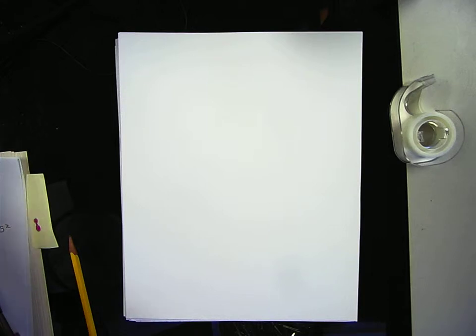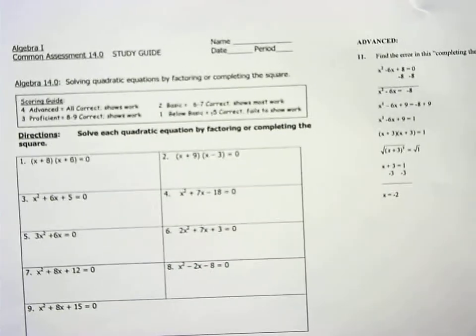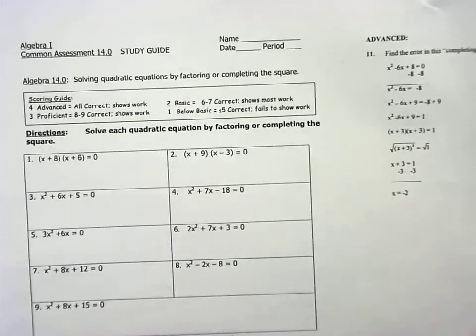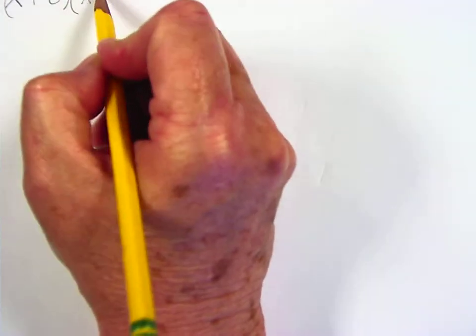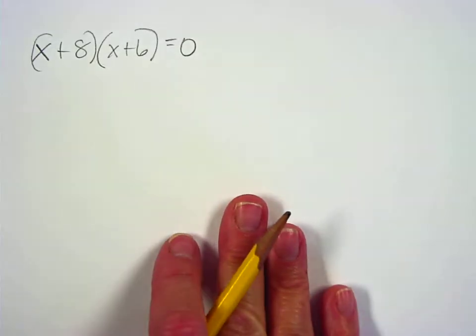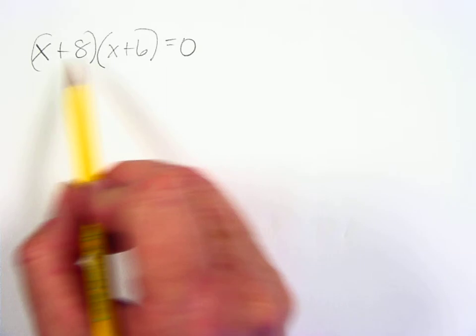Okay, so first problem on your study guide, which looks like this, study guide 14.0, and we are solving quadratic equations by factoring or completing the square. Okay, so the first problem we're going to look at looks like this. So you're going to say, okay, now you're asking me to factor or complete the square, but this isn't a quadratic equation in standard form.